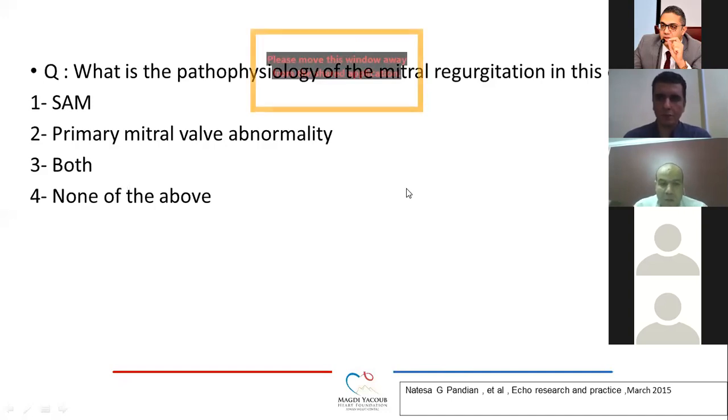First, systolic anterior motion, SAM. Second, presence of primary mitral valve abnormality. Third, both of them, 1 and 2. Fourth, none of the above. So please respond through the chat and Facebook.